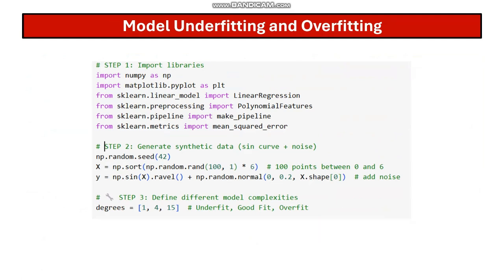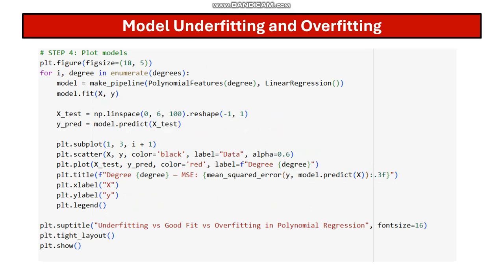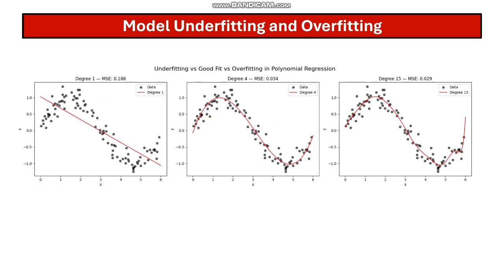So this is the programming code which I ran. At first I imported my libraries, and then I worked with synthetic data, a dummy data, and then I defined the complexity degrees of my model as 1, 4, and 15. And then I plotted the whole model. So you can see degree 1, degree 4, and degree 15.